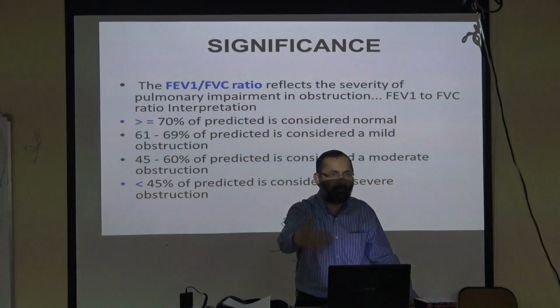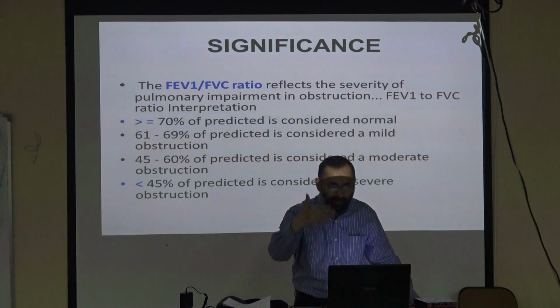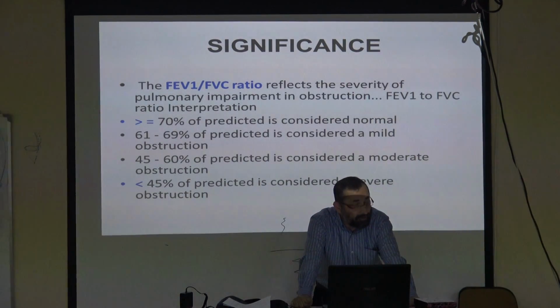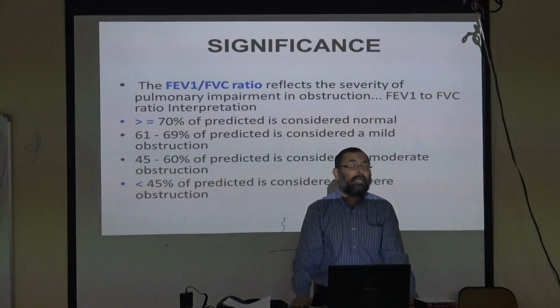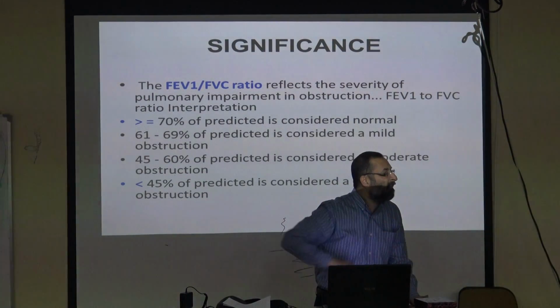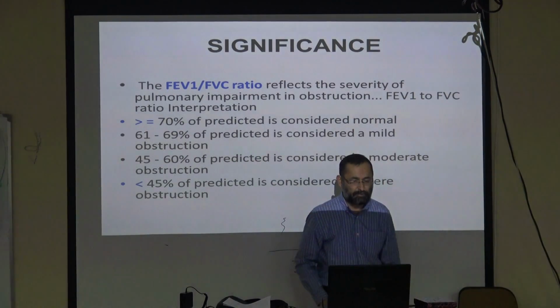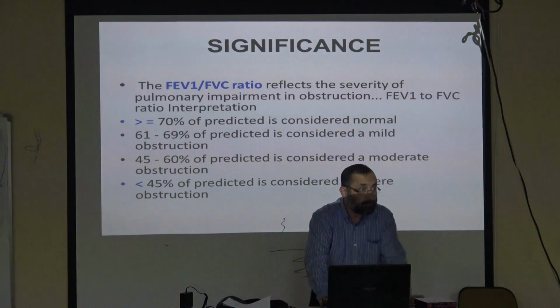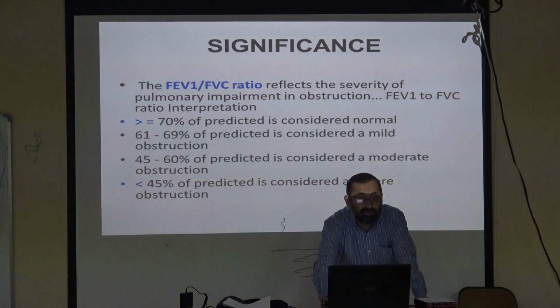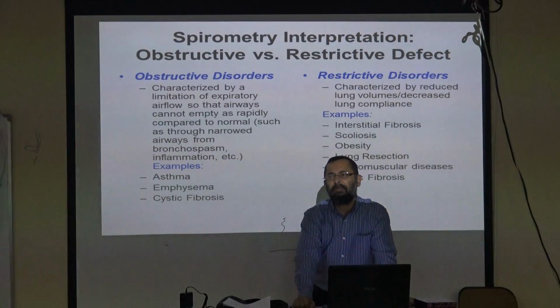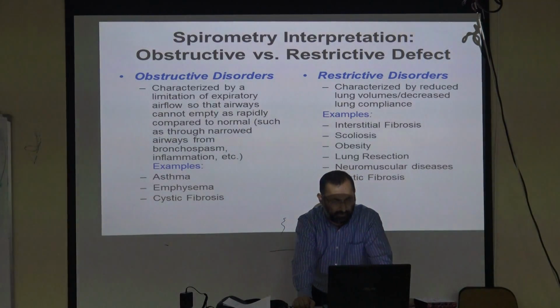And if it's going down and down and down, your obstruction is increasing. Okay? Degrees of obstruction: mild, moderate, and more. Okay? So if your obstruction is very much severe obstruction, then your ratio will fall to less than 50% or even less than 45%. Okay? In many patients. So this is called the FEV1 upon FVC ratio.